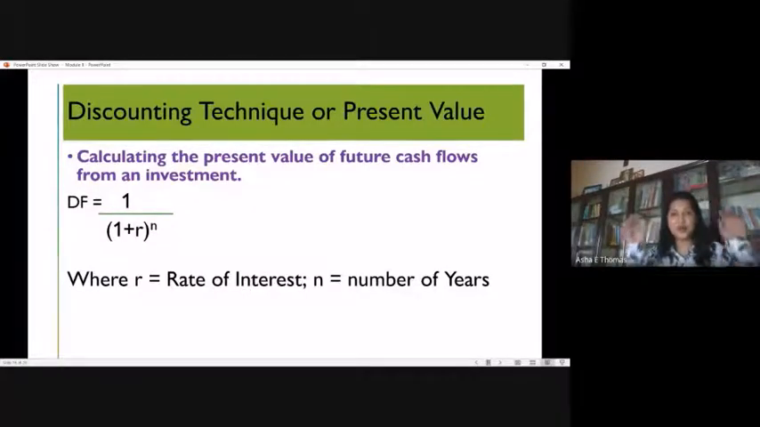So this is the concept of discounting, and it is pretty different from the compounding concept. Compounding just looks at what I'm getting in future.